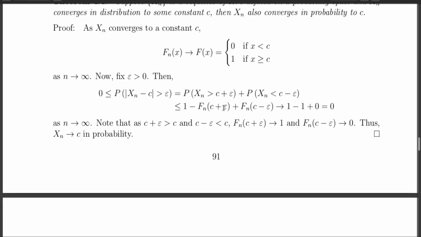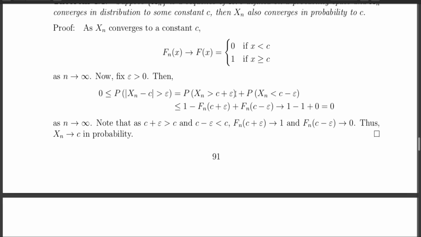Why? Because epsilon is always positive, c plus epsilon is always greater than c, so c plus epsilon belongs to this range, and F_n at c plus epsilon converges to 1. On the other hand, c minus epsilon is always less than c, so that belongs to this range, and F_n at c minus epsilon converges to 0. So the 1 cancels out, and I have 0. That means this probability converges to 0, and this shows that Xn converges to c in probability.